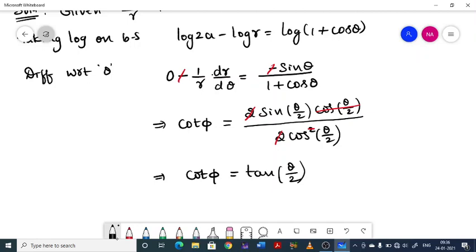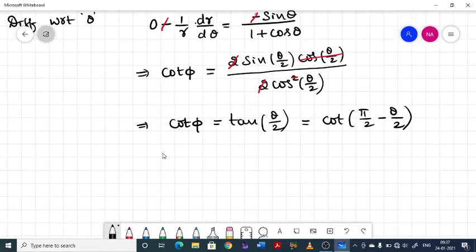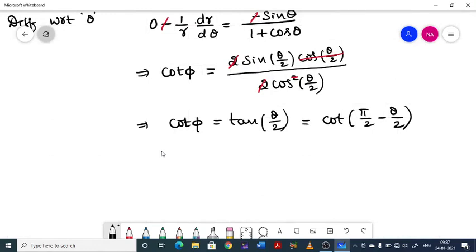Now this we can write as cot of pi by 2 minus theta by 2. So comparing angles on both sides, phi equal to pi by 2 minus theta by 2. So we can call this as 1. And we got phi explicitly.